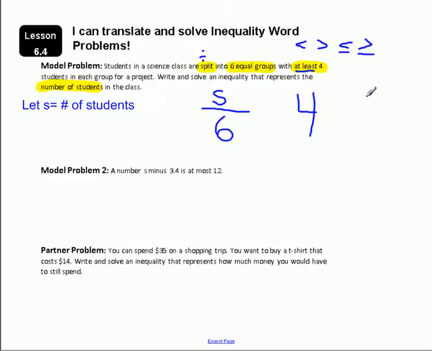Okay, at least. Think about our real life example. You have to be at least 16 to drive a car, which means you could equal 16, or you could also be greater than 16. So that's the same at least here. Okay, now I have to solve it.